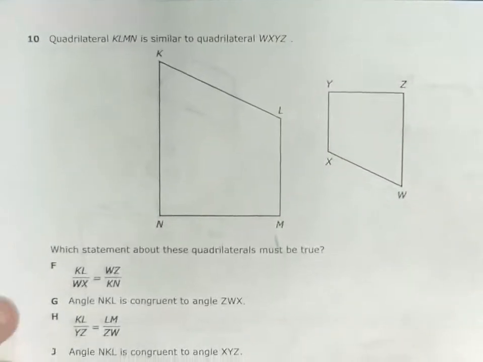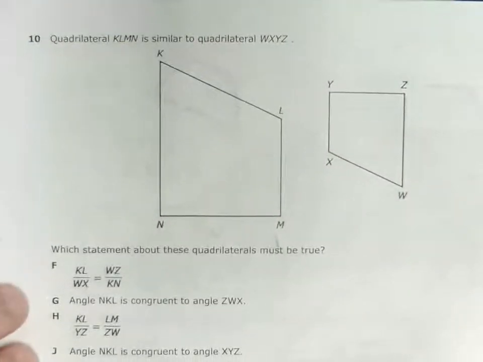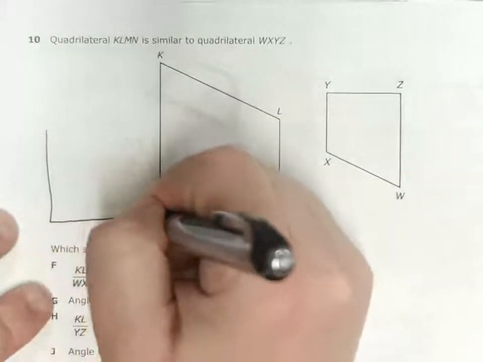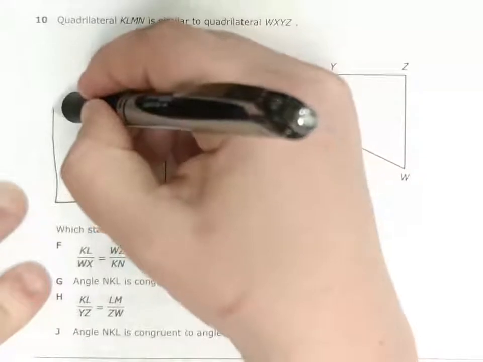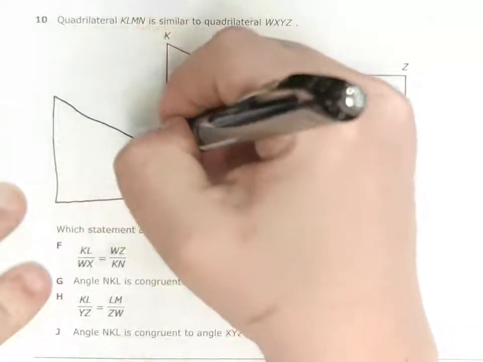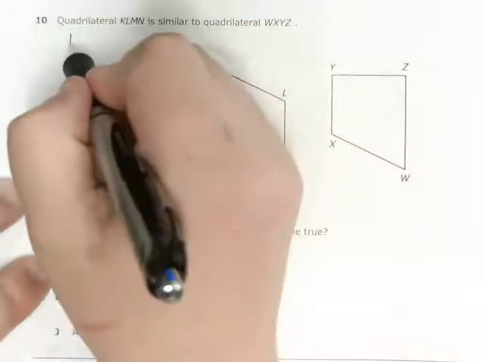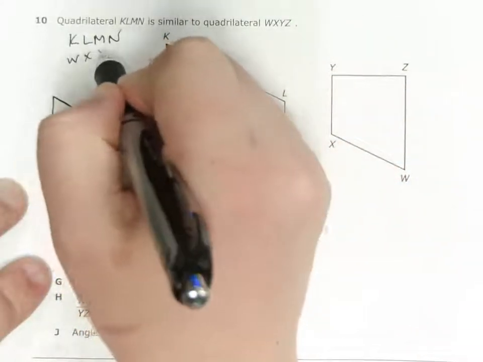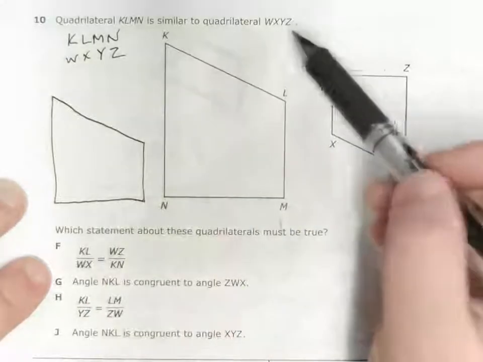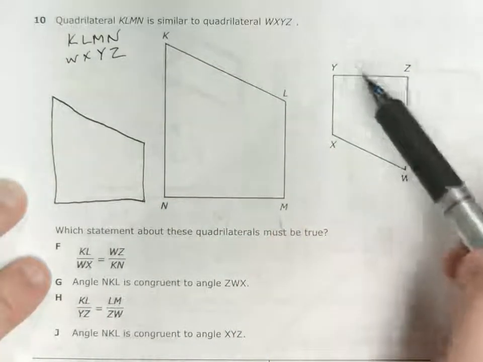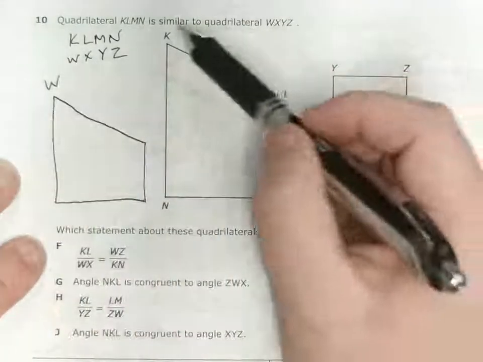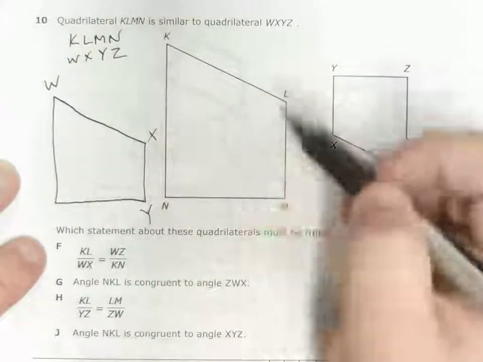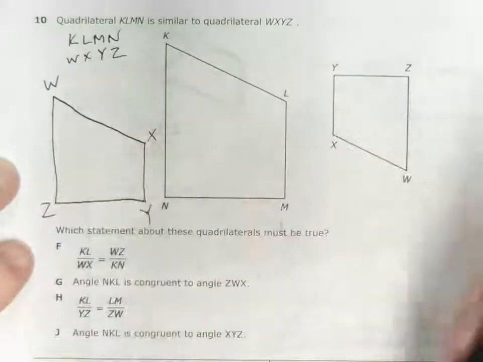Quadrilateral KLMN is similar to quadrilateral WXYZ. So let me redraw this one. This is a type of trapezoid. It's a right trapezoid. Okay, so I know KLMN is similar to WXYZ. So K and W match, L and X, M and Y, N and Z.